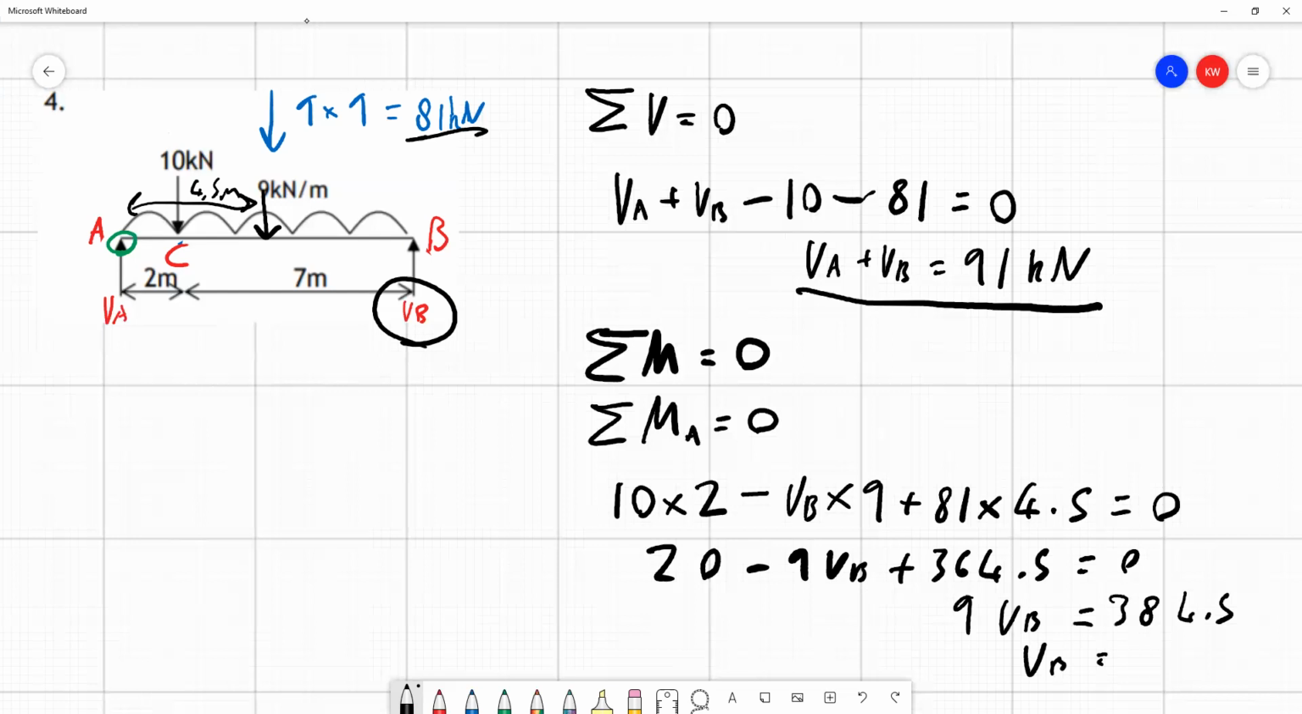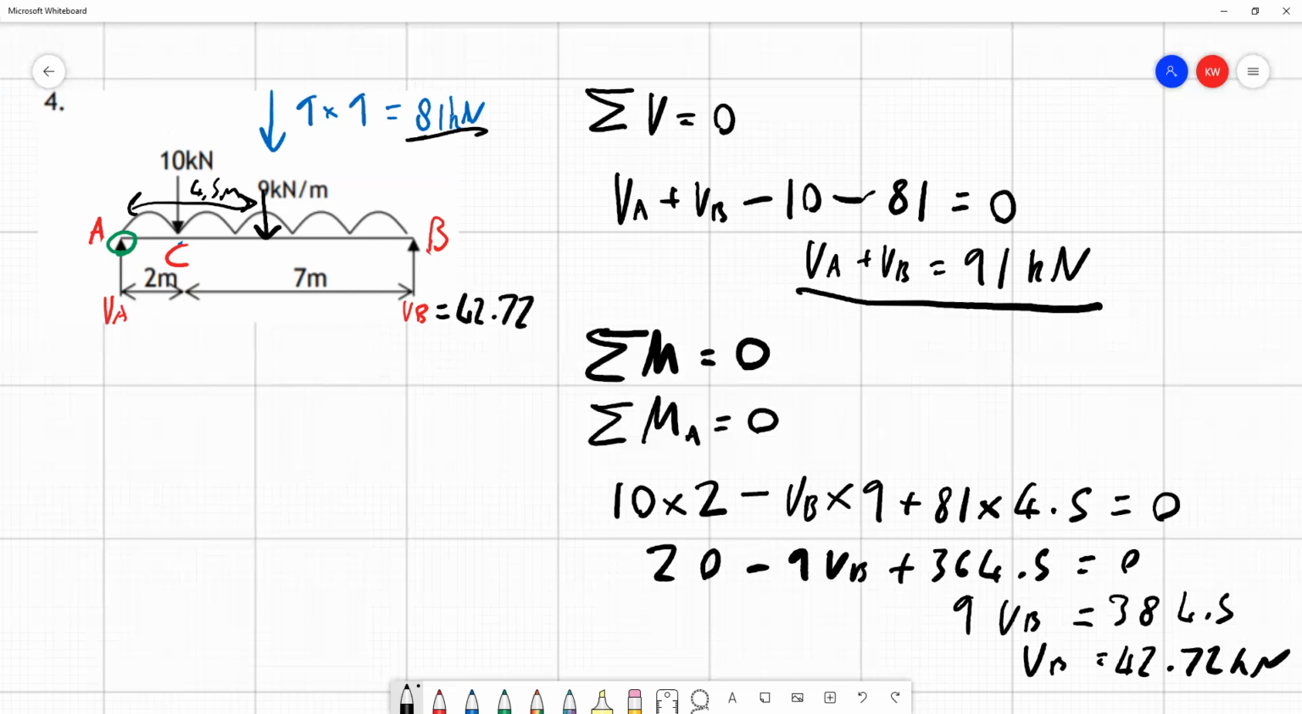So VB is equal to that divided by 9, which is 42.72. That's the two decimals, 42.72 kilonewtons. So this force VB, by considering the moment at A, we've been able to say that that's equal to 42.72 kilonewtons. Now we could actually do the exact same process and consider the moment at point B, and that would tell us what VA was as well.